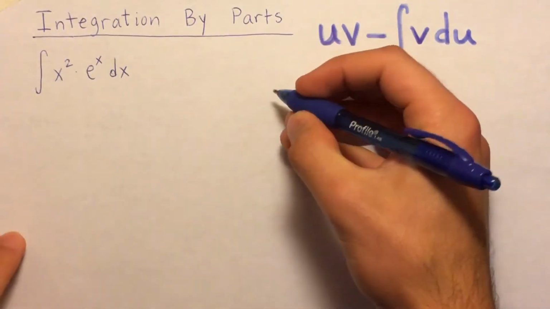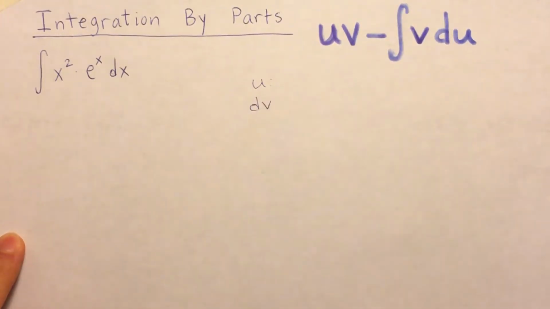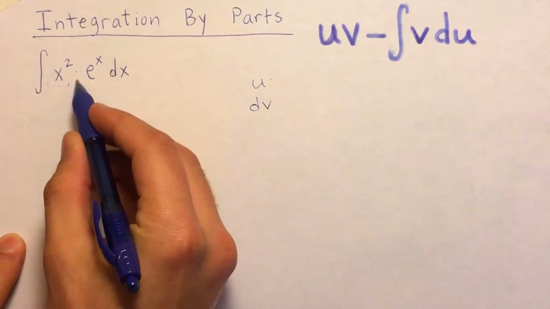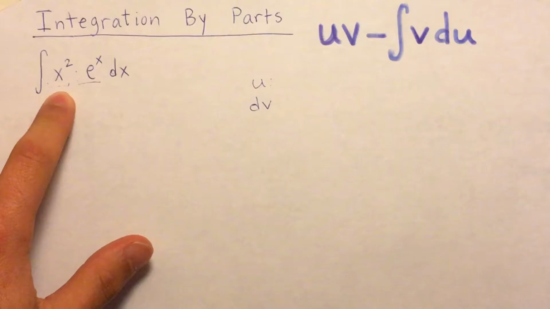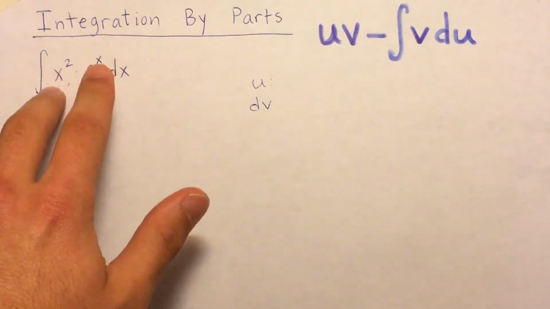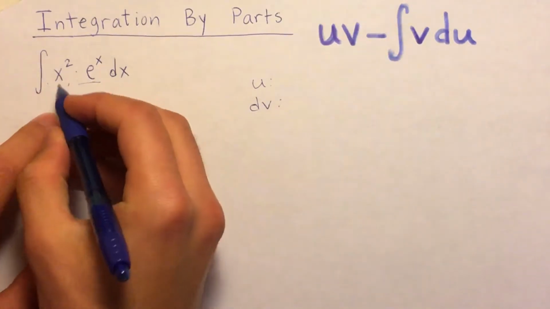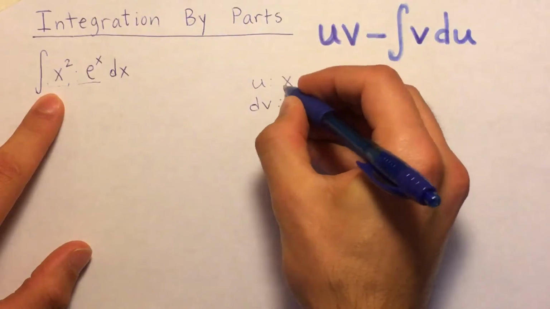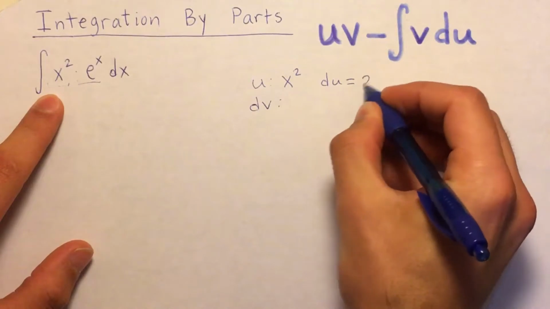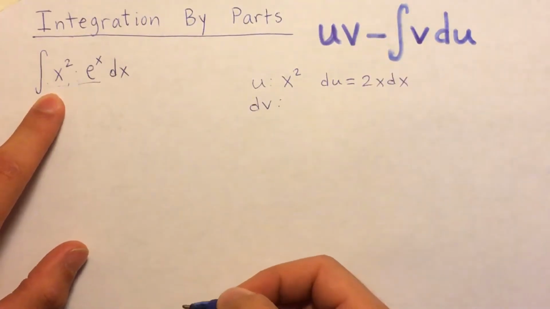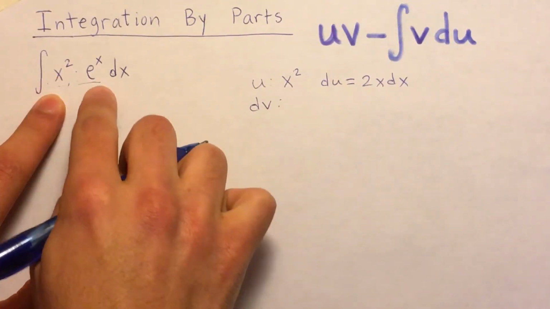And the first thing you want to start with is picking your u, and then you also want to pick a dv. So always in integration by parts you have the product of two things. One of these two has to be your u, and the other one is going to be dv. So I'm going to go ahead and pick u as x squared, and if u is x squared, then du, the differential of it, would be 2x dx.